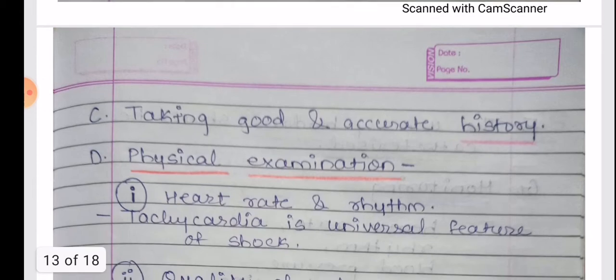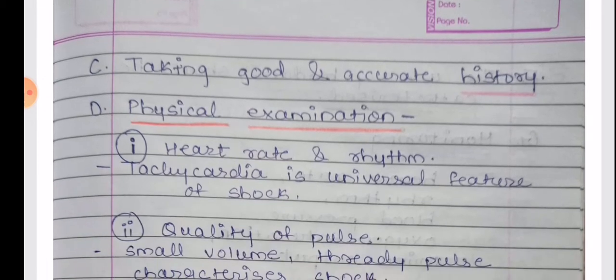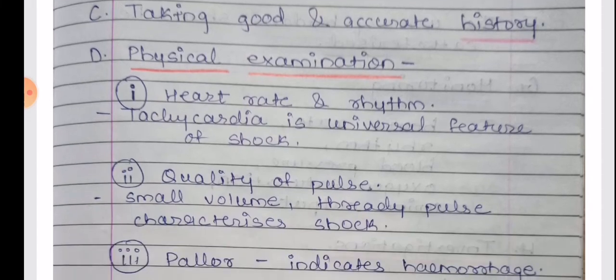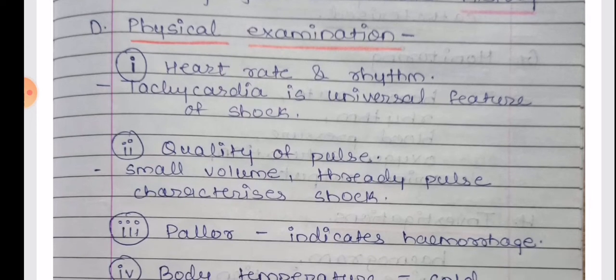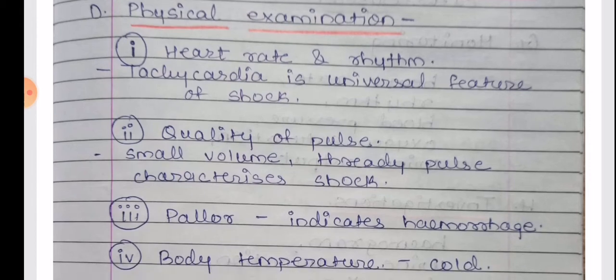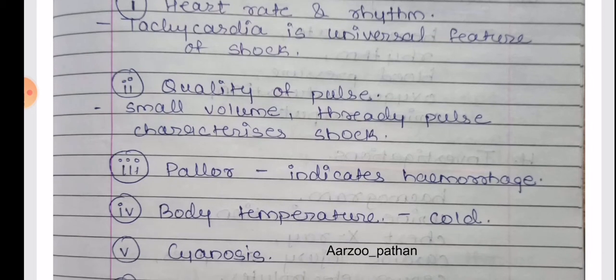Then taking a good and accurate history of the patient is necessary. Physical examination includes heart rate and rhythm. Tachycardia is a universal feature of shock, which is a very important point to remember, and it's obvious that your heart will beat fast to compensate for the circulatory failure. The quality of pulse needs to be checked, wherein we'll have a small volume, thready pulse. The small volume and thready pulse characterize shock.